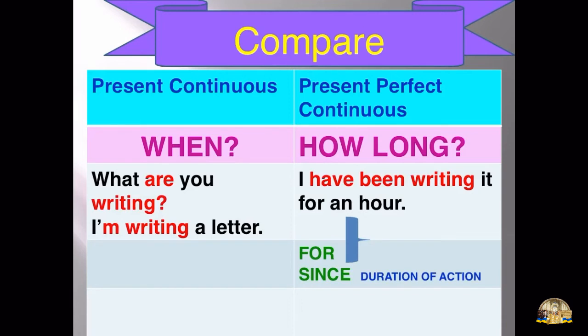Let's compare the present continuous and the present perfect continuous. The present continuous answers the question when. What are you writing? I'm writing a letter. When? Now, for example, right now. And the present perfect continuous answers the question, how long have you been doing this or that action? For example, how long have you been writing it? I have been writing it for an hour. So the present perfect continuous shows us the duration of an action.